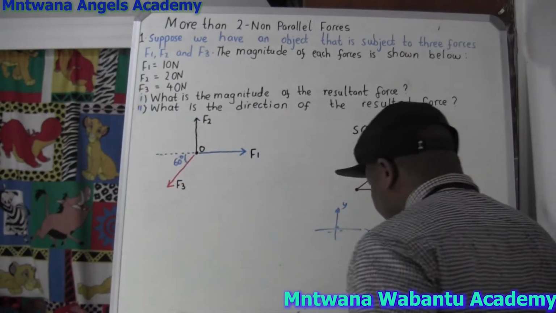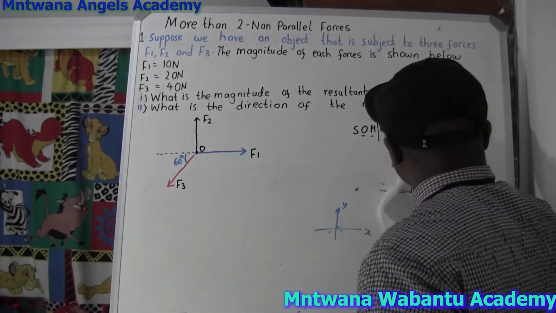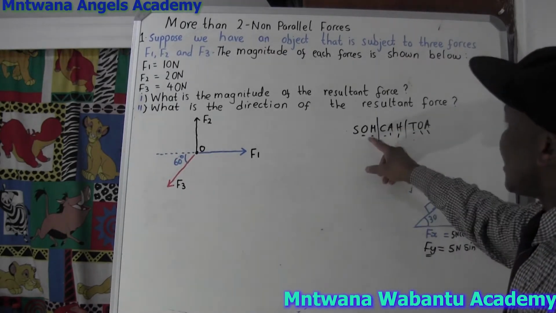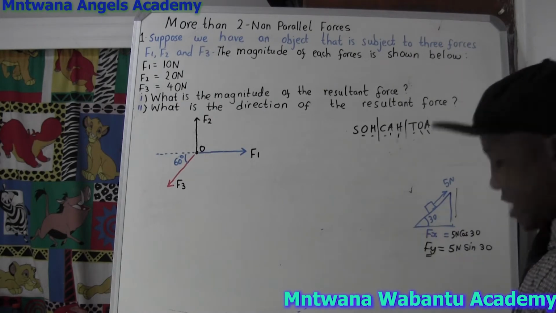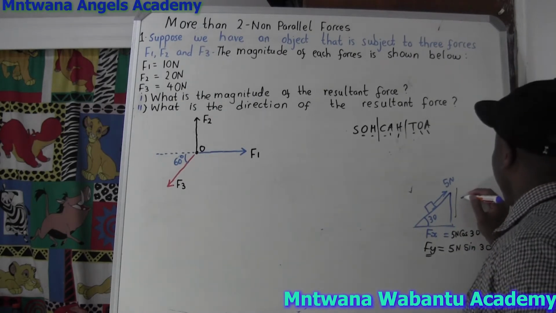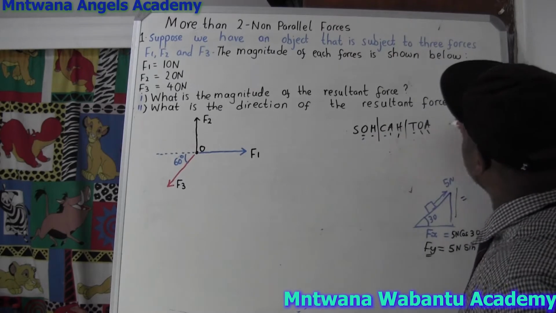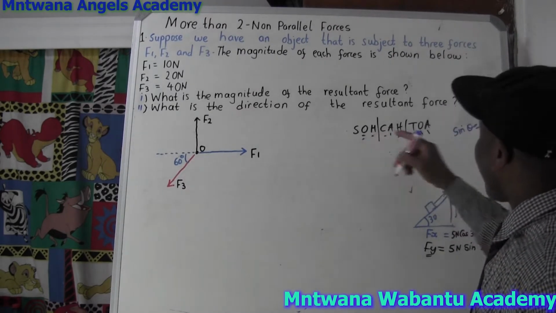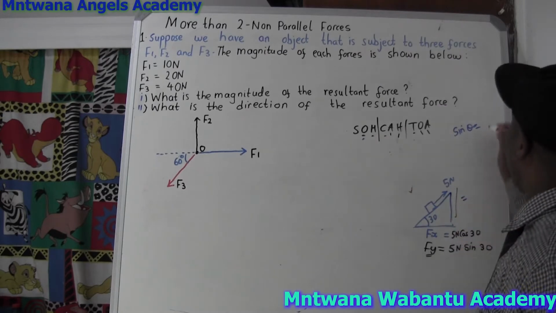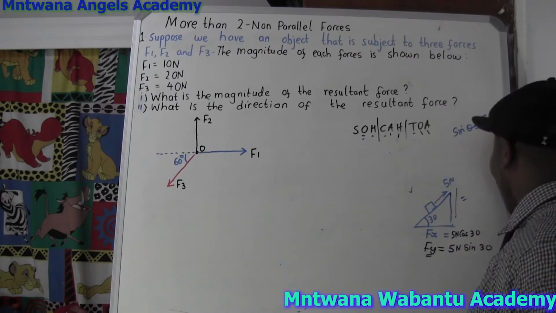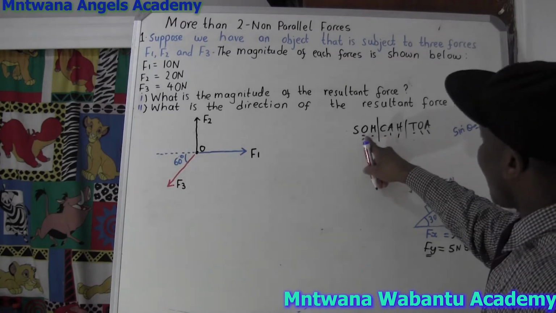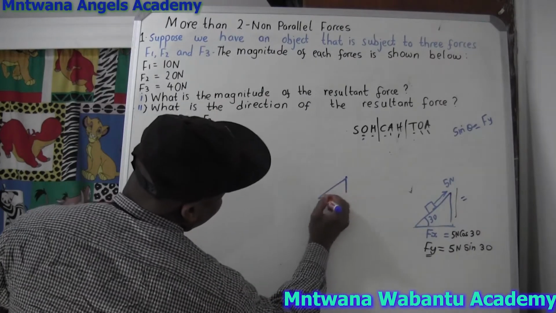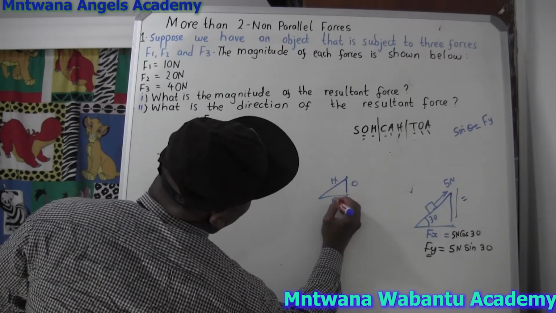So now, how did I know this? Using this trick here, how did I know it? Look, if I want to get sine, sine of angle equals opposite over hypotenuse. What is my opposite? I don't know what I'm looking for, so let me say force of opposite, because sine equals opposite over hypotenuse. What is my hypotenuse? This is hypotenuse, this is opposite, this is adjacent.